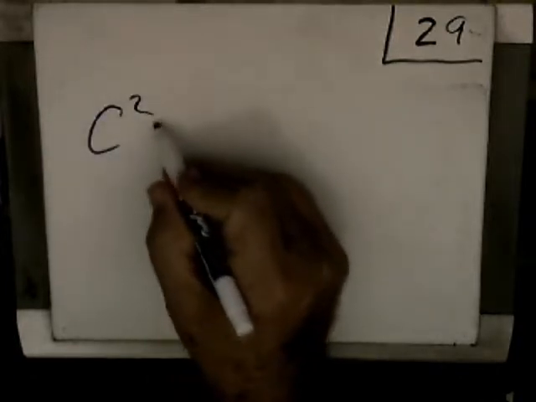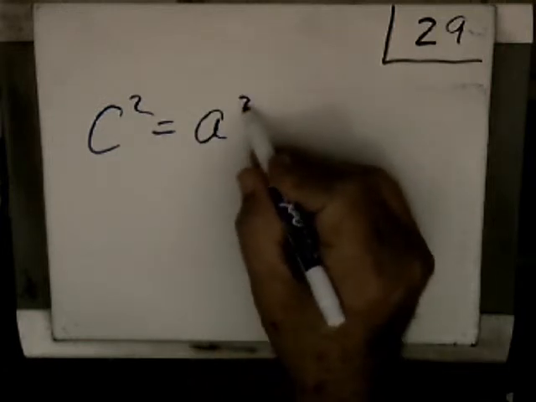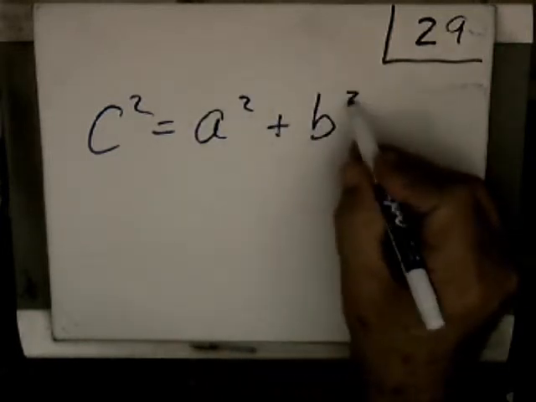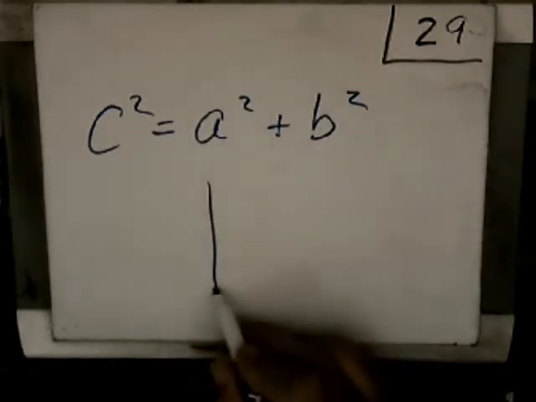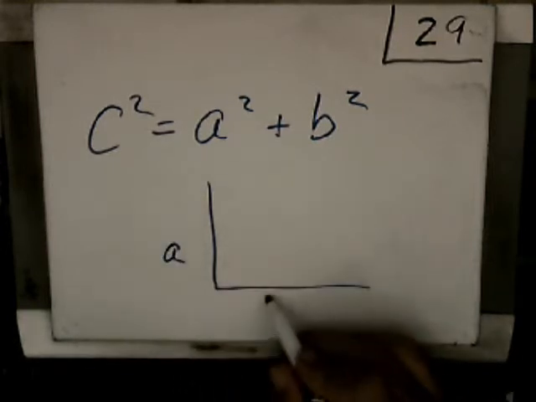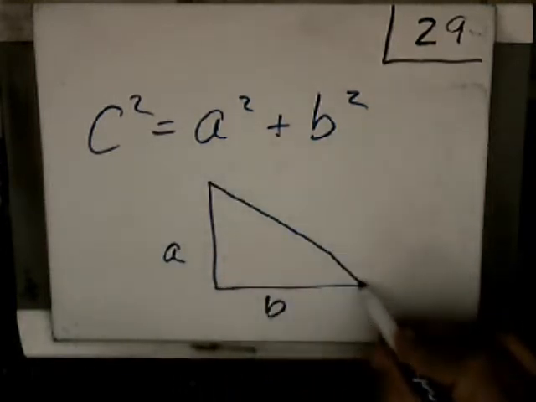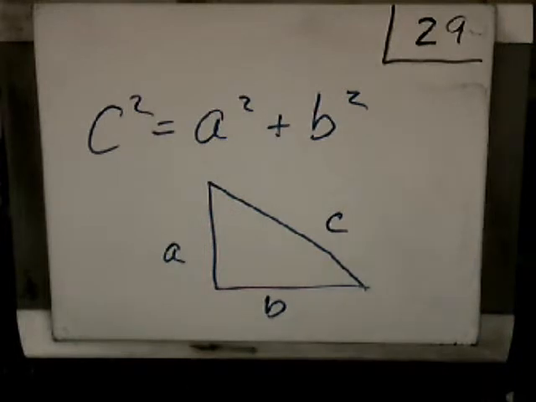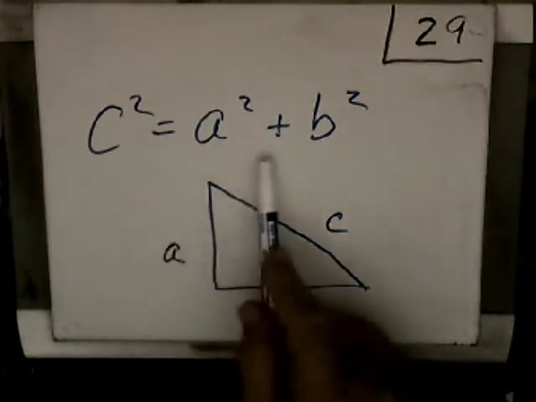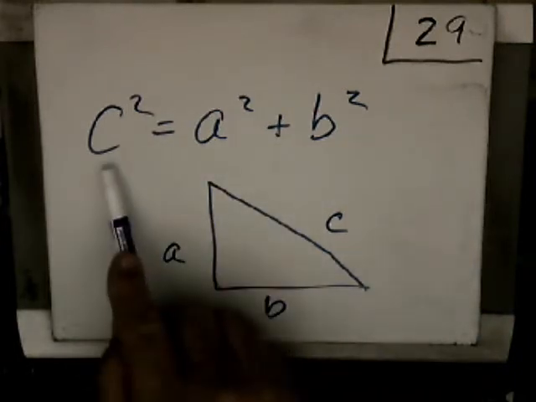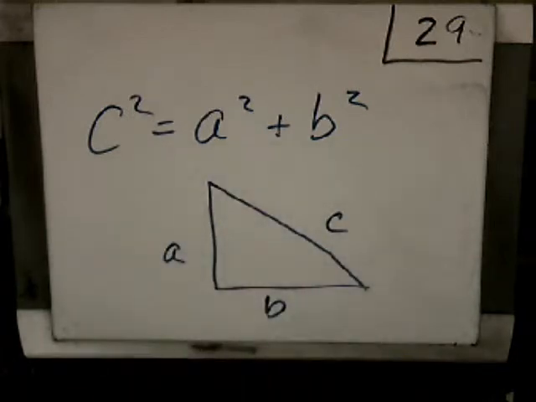Okay, so the Pythagorean theorem deals with right triangles, and the formula is C squared equals A squared plus B squared, where these are the two legs and C is the diagonal. C is always the larger side. Well, it makes sense in terms of the formula. If C squared is equal to the sum of those, it would have to be the largest side.